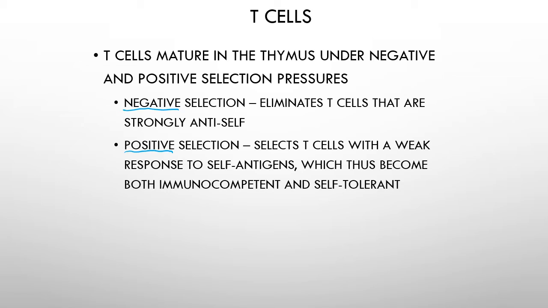Positive selection tells us that that particular T cell, for the most part, pretty much ignores our own self-antigens. It's not going to have any kind of reaction towards them, or it's going to have just a weak reaction. And this one can become immunocompetent. It's going to recognize whatever it is programmed for, and it's also going to become self-tolerant. It's going to leave our cells alone. It's not going to see them as foreign, something that needs to be destroyed.